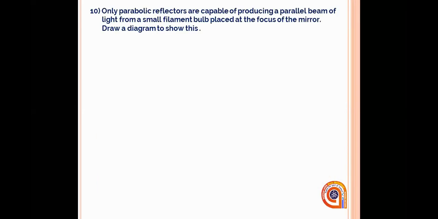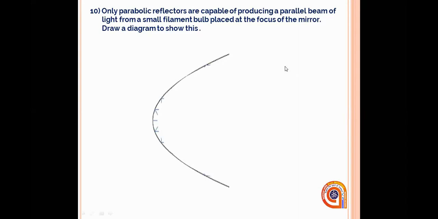Last question: only parabolic reflectors are capable of producing a parallel beam of light from a small filament bulb placed at the focus of the mirror. Draw a ray diagram to show this. So what is a parabolic reflector? It is something like a circle; when you pull it, it becomes an oval. In the same way, these mirrors are produced to make them parabolic, something like this.